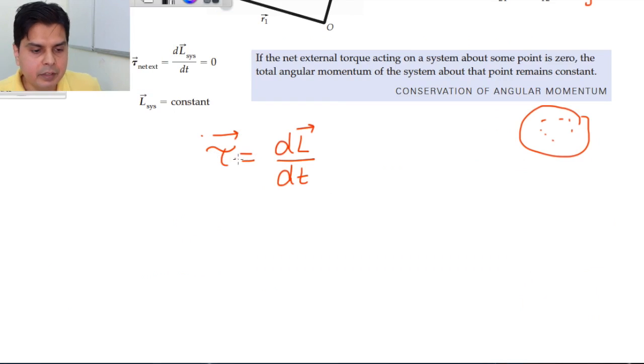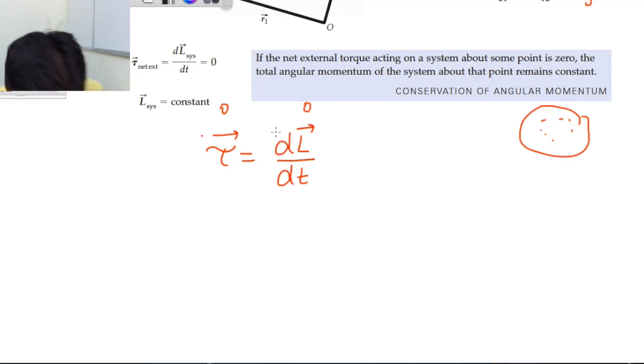So I have seen that this torque is equal to dL by dt will hold only if on both sides, LHS and RHS, you are using the same origin O. Like if you are calculating torque about O, then about the same O you have to calculate L also. Number one.